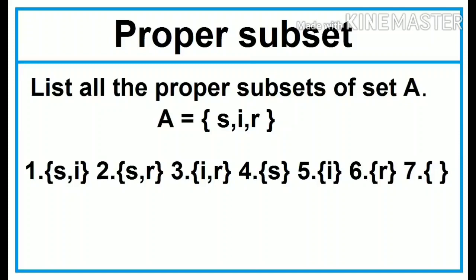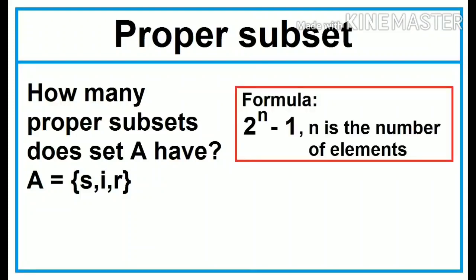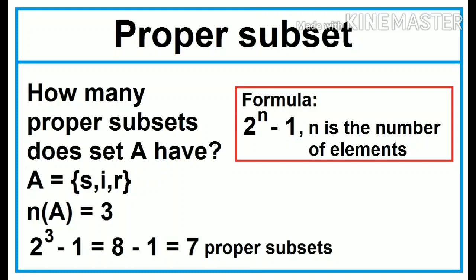Next we will see the formula to find the number of elements in proper subsets. How many proper subsets does set A have? Here A is equal to {S, I, R}. The formula to find the number of proper subsets is 2 power n minus 1, where n is the number of elements in that particular set. Here in set A we have 3 elements. When we apply the formula 2 power n minus 1, 2 power 3 minus 1 gives 8 minus 1, which gives 7 proper subsets.